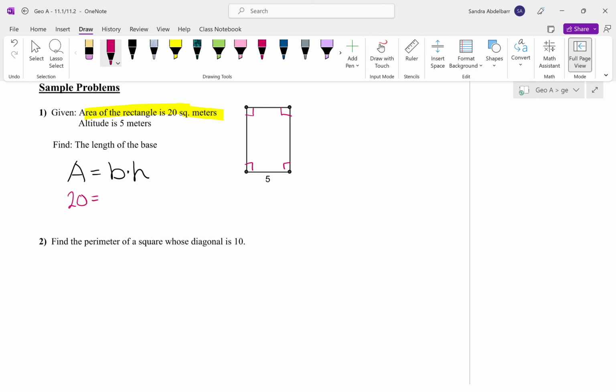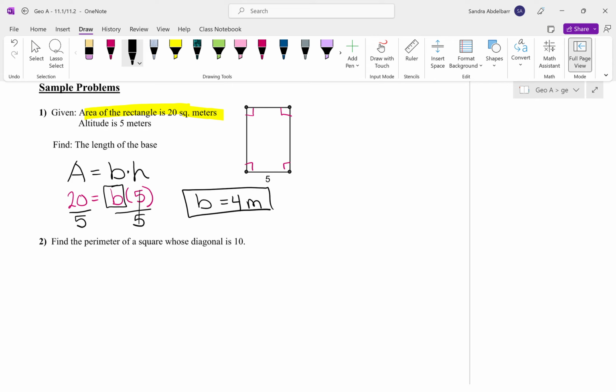So 20 is equal to, now they're saying the altitude is 5 meters. Do we all agree that's the height? The altitude is the height? Find the length of the base. So now I'm solving for B. If I'm going to solve for B, I need to get it all by itself. How should I get it by itself? Divide by 5. You got it. So then B will equal 4 meters.